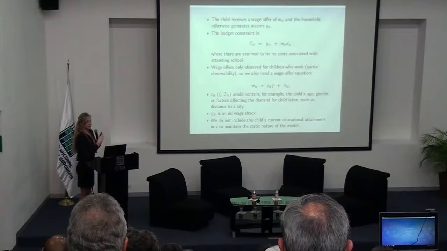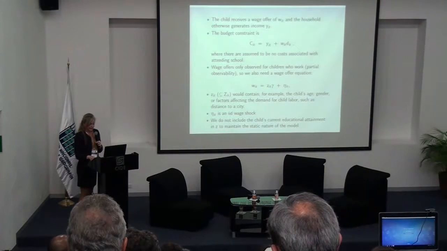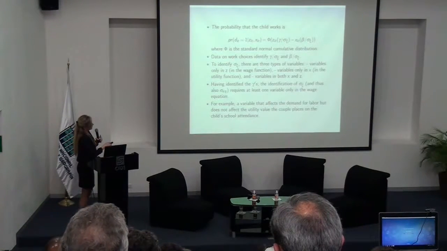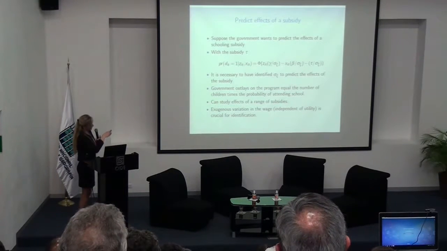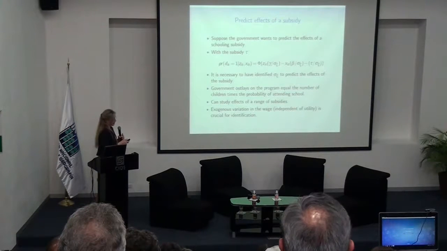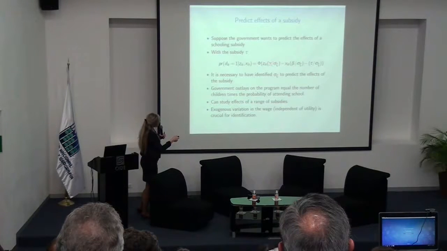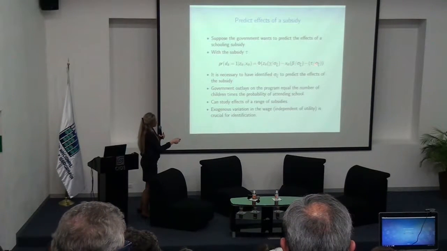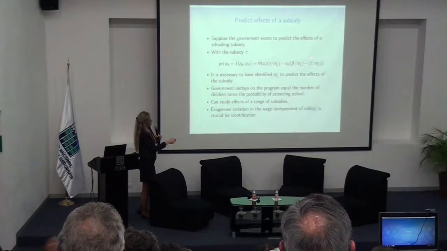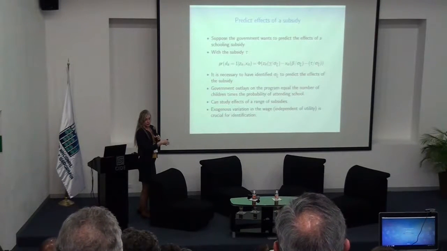Right? The subsidy only affects the budget constraint, and then you can actually write down the probability of sending the child to school with the subsidy. And that's that equation there. And so if you know all the parameters, like we know all these things, see how if you know 1 over sigma, then you can actually forecast the effects of the subsidy before you ever implement it.